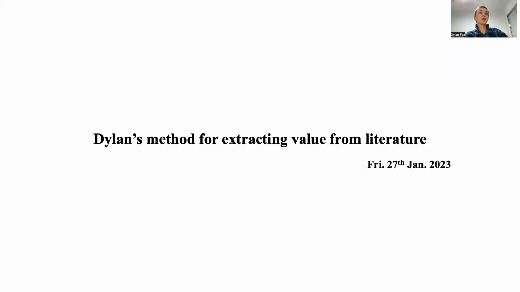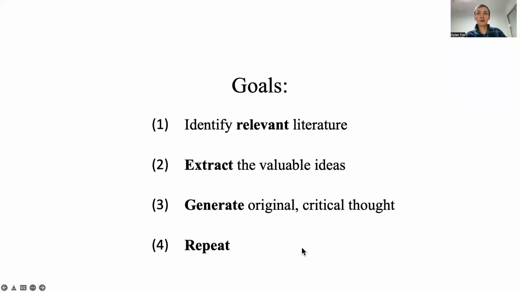Alrighty, take two. So this is a little presentation on my method for extracting value from literature. So here we are, some goals. The first step is to identify relevant literature. Sounds obvious, but you really need to understand what papers are relevant to you and to your thesis, and not read way too broadly, but make sure you're covering all your bases, which we'll get through over time.